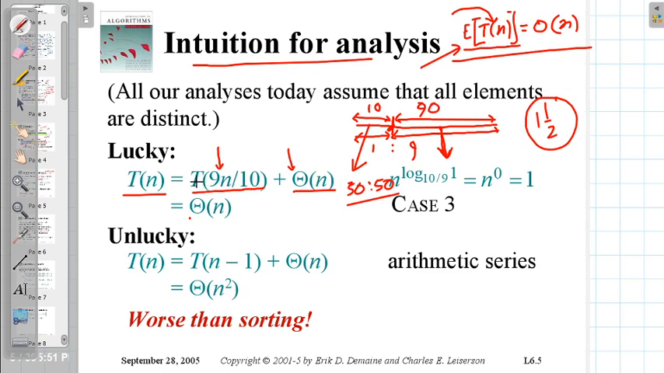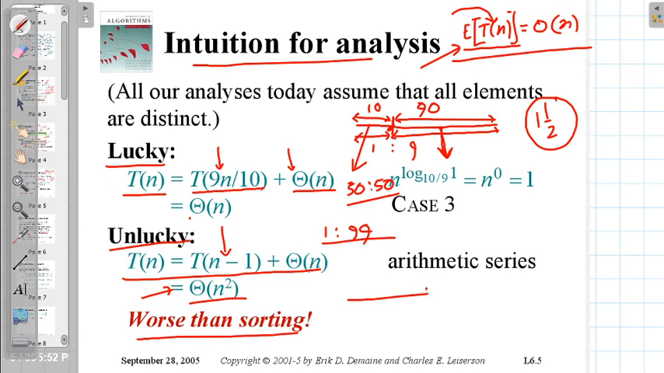Maybe on average, if we are lucky, and this lucky case is possible, because one part with 10 and one part with 90 is absolutely possible. An unlucky case might be one element on one side and 99 elements on the other side. Then we have the recursion T(n-1) plus theta n, and that will be theta n square. So if we randomly pick the pivot element and partition and get this kind of partition, we might land in theta n square running time, and that is not good, because it is worse than sorting. If I sort the elements and then pick the kth smallest, that runs in order of n log n.